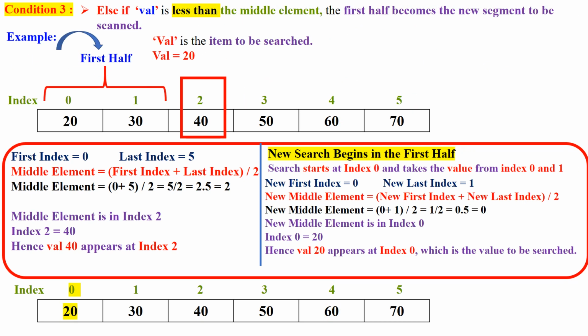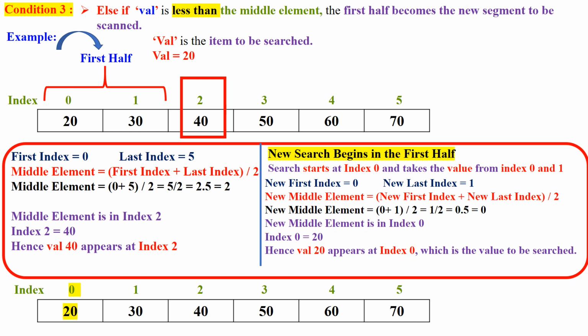Condition 3. Else if val is less than the middle element, the first half becomes the new segment to be scanned. Let's see an example. Val is the item to be searched. Val is the variable which holds the element to be searched. Val equals 20. Look at the first picture. A sorted array consists of elements 20, 30, 40, 50, 60 and 70 with index marked from 0 to 5.